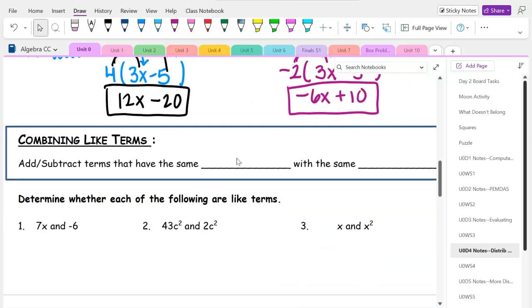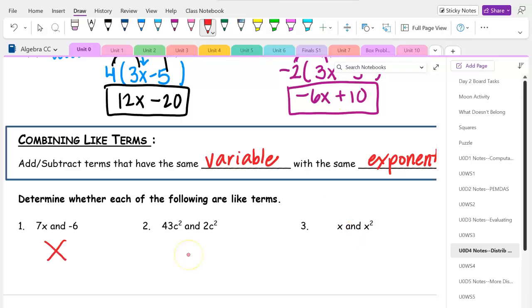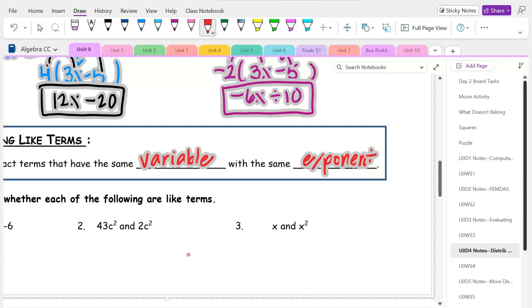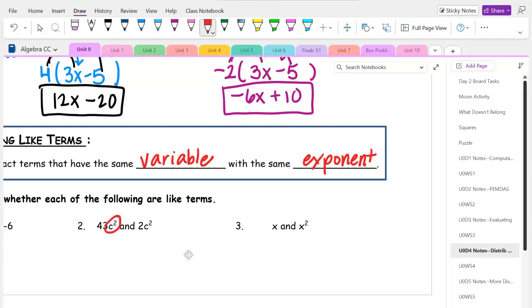Now we're going to talk about combining like terms. When we are combining like terms, we say that we're going to add or subtract terms that have the same variable, so that's like the same letter, with the same exponent. All right, so for example, 7x and -6, these are not like terms because they would both have to have an x and they do not. All right, 43c squared and 2c squared. Those are both c squared, so yes, those are like terms.